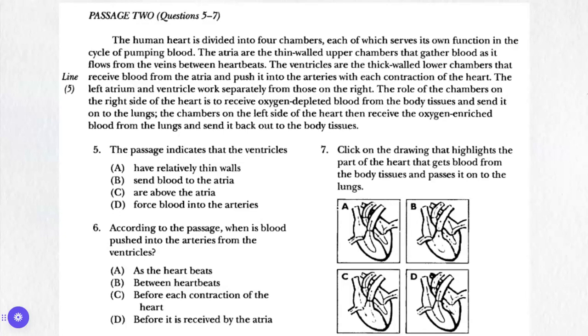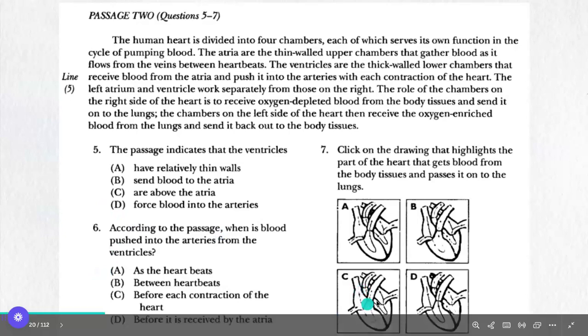Okay, so let's see. We have 5, 6, and 7. Number 5 is D: force blood into the arteries. Number 6, A: as the heart beats. And number 7, C, this one here.